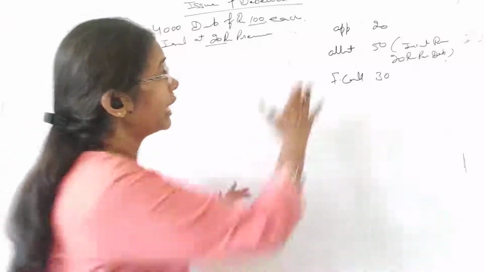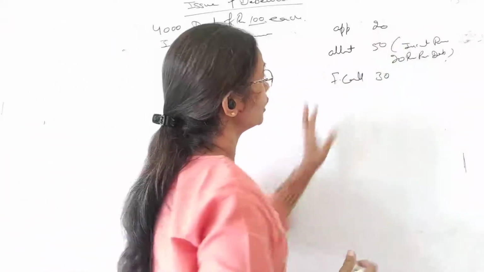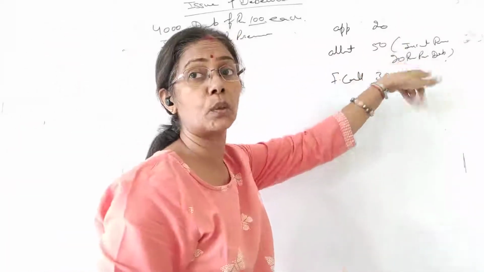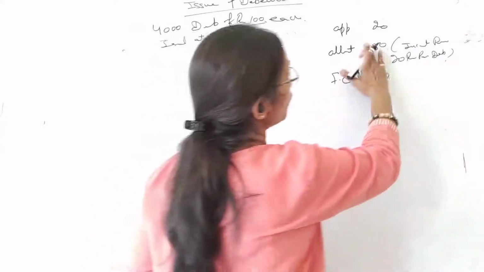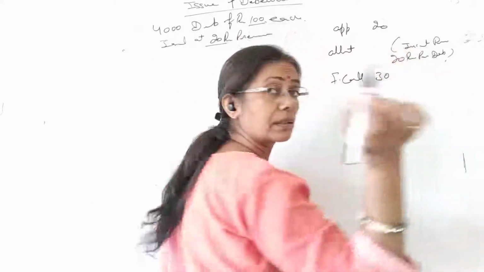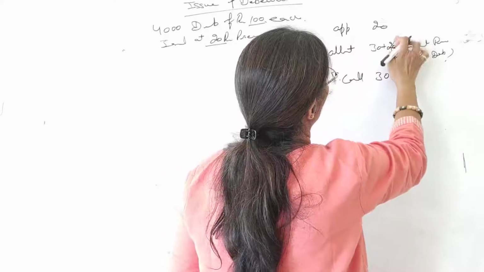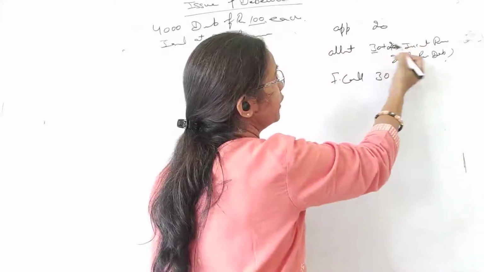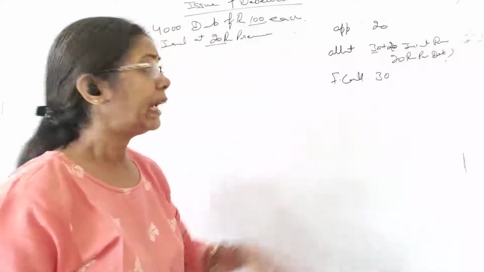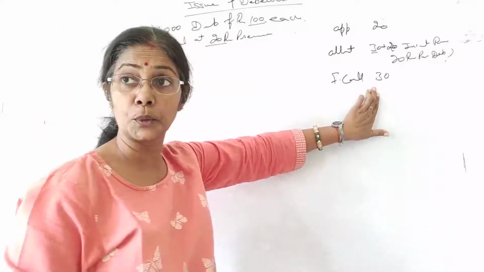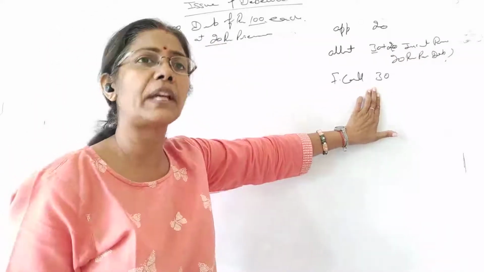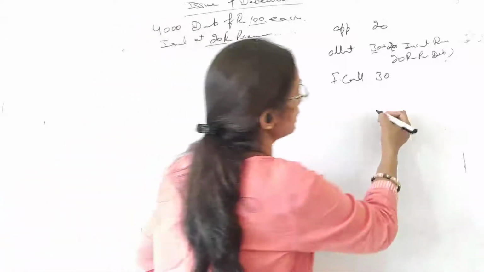Alright. So we have to prepare the table. Application 20 rupees, allotment 50, including 20 rupees premium. So how should we write it? 30 plus 20, because this 30 is the face value and 20 is the premium. And on first call we are asking 30 rupees. And he said balance when required. So what is the balance?